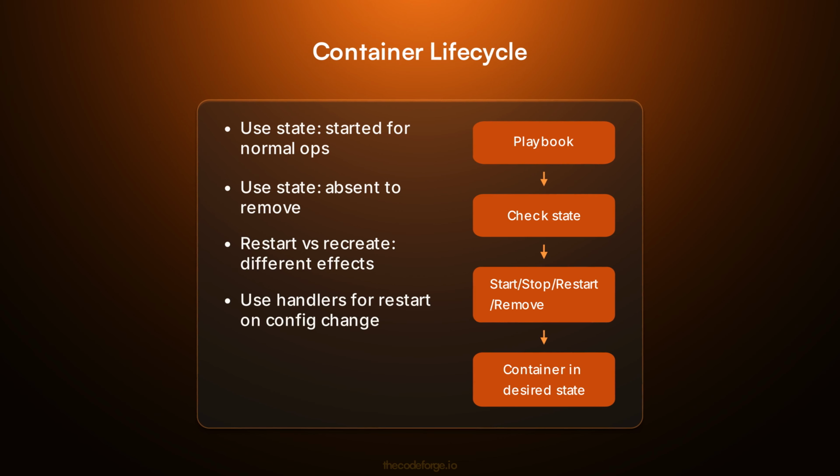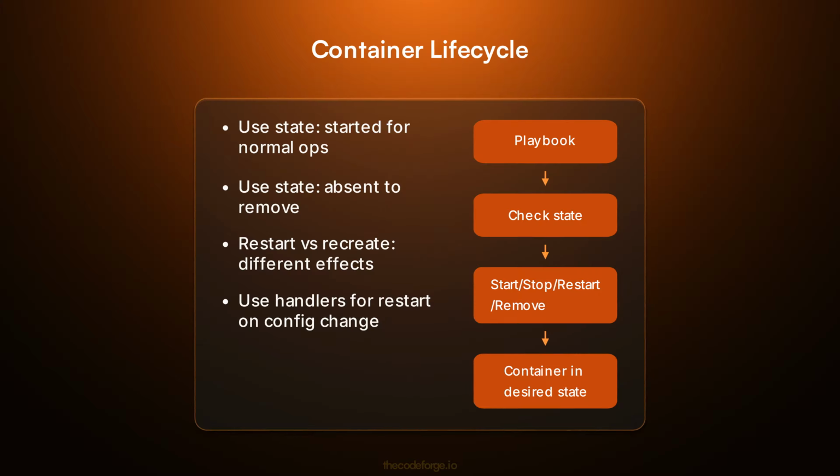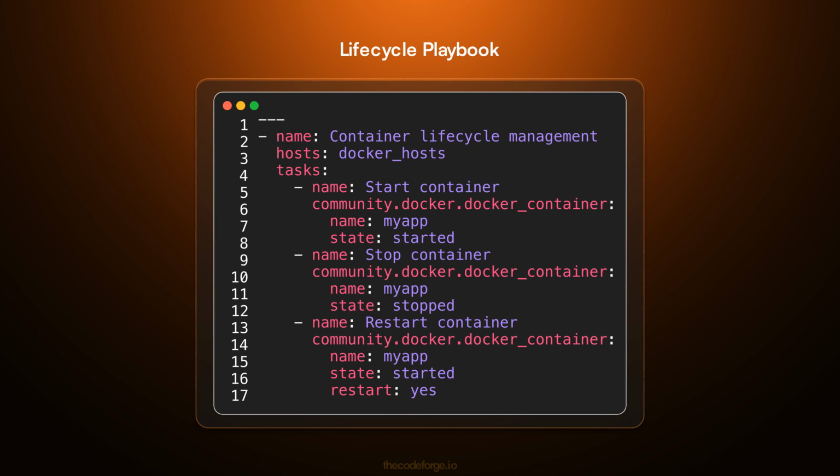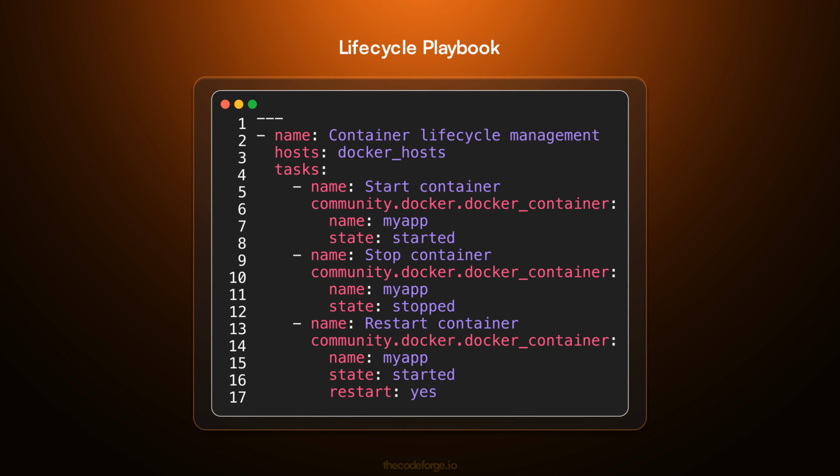Managing container lifecycle means handling creation, updates, restarts, and removal. Use state: started for normal operation, state: stopped to pause, and state: absent to remove. Restart stops and starts the same container, while recreate destroys and creates a new one. Use handlers to restart only when configuration changes. This playbook demonstrates start, stop, and restart operations. Note that restart uses the same container, while to recreate you would set state: absent then state: started. For zero downtime, use blue-green deployments.